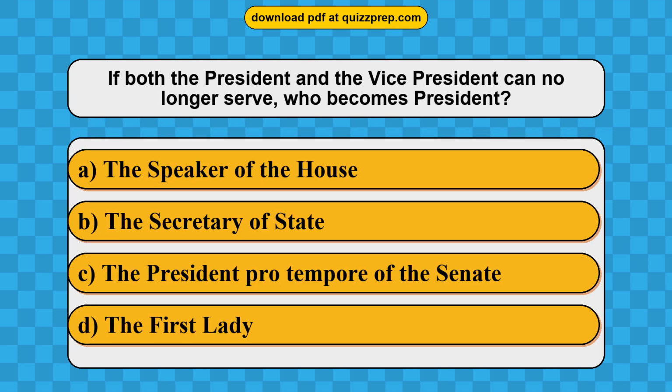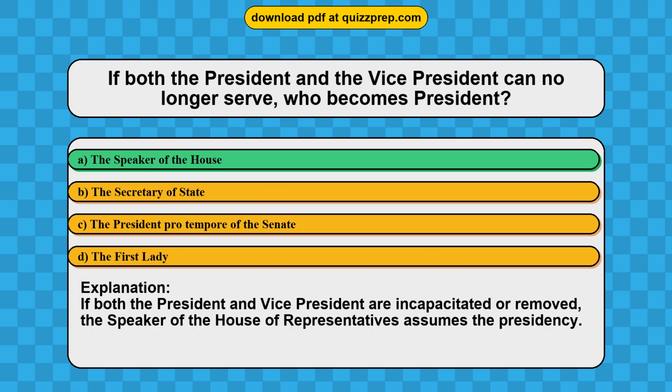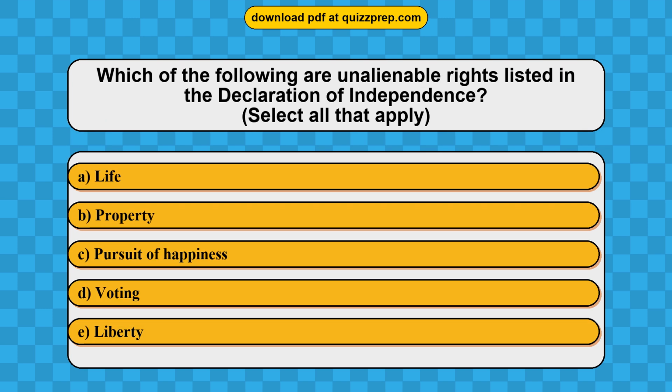Question 48. If both the president and the vice president can no longer serve, who becomes president? Option A, the Speaker of the House. Option B, the Secretary of State. Option C, the President pro tempore of the Senate. Option D, the First Lady. The correct answer is option A, the Speaker of the House. If both the President and Vice President are incapacitated or removed, the Speaker of the House of Representatives assumes the presidency.